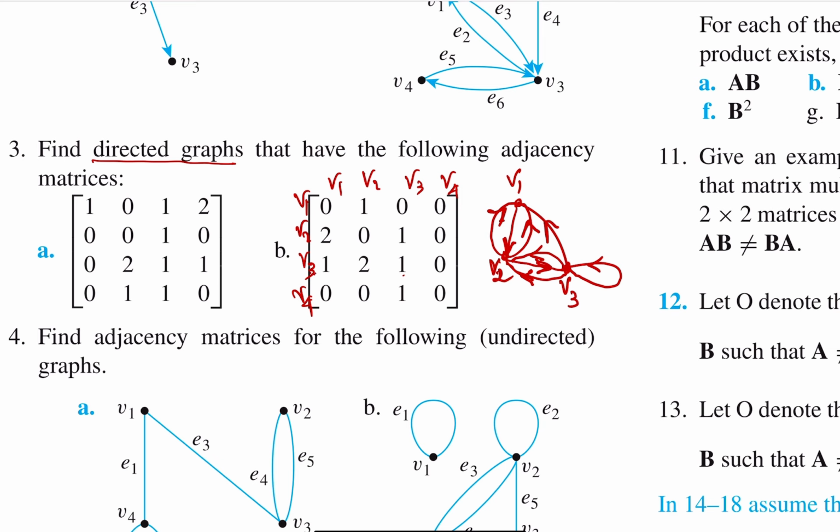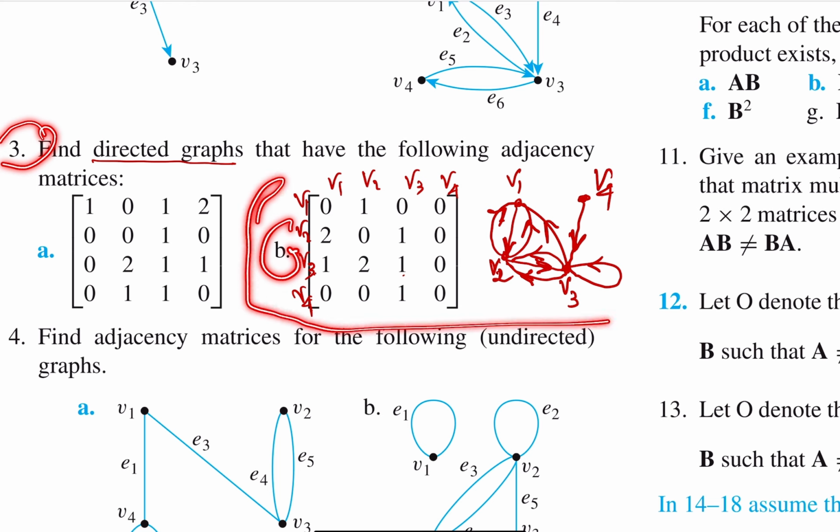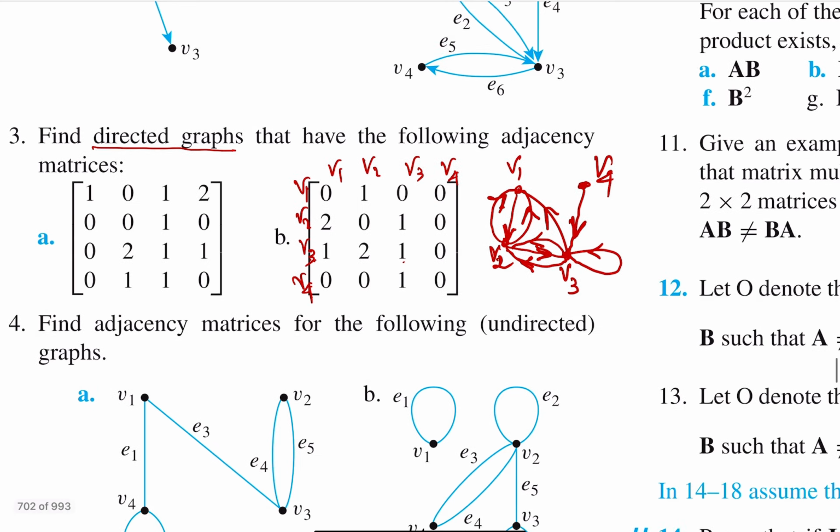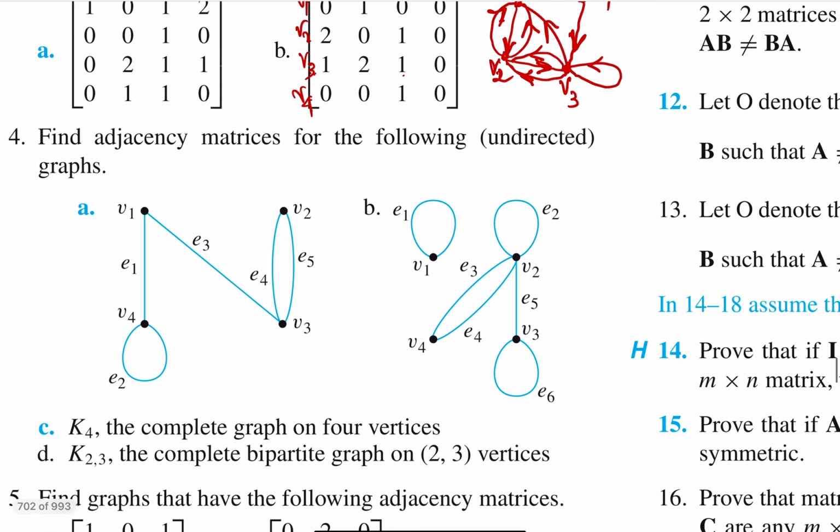Now V3, V4, no connection. V4 to V3, we have only 1. Here we have V4 and V3, we have only 1. V4, V3, we go that way. And that's it. That's the graph for this one, the graph for 2B. Okay? Good.